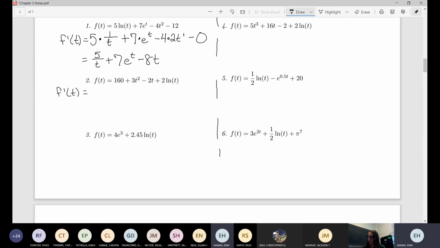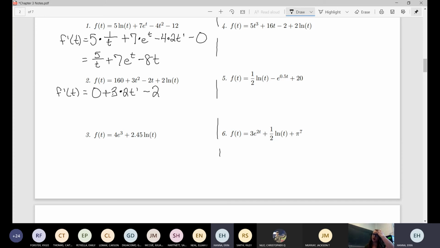It's okay. Derivative of 160, there's no variable attached to that. It's just a number. The derivative of a constant is 0. Plus the derivative of 3t squared. 3 comes along for the ride. Bring the power down, subtract 1 from the power. Minus the derivative of 2t, which is just 2.